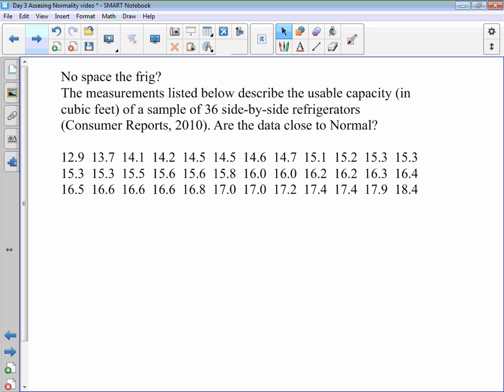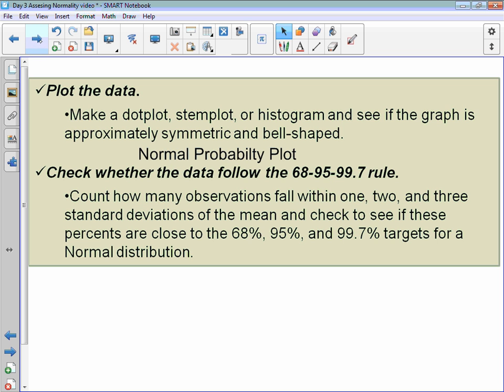So we have this data set. And if you want to put it in your calculator, you can. Pause the video, put it in your calculator, and assess it. Not necessary. So how do we see if it's normal? Well, the first one is to plot the data. We're going to make a dot plot or a stem plot, preferably a histogram. If we're going to check if it's normal, a histogram is preferable, and see if the data is approximately bell-shaped. If we squint, does it look like a normal distribution?